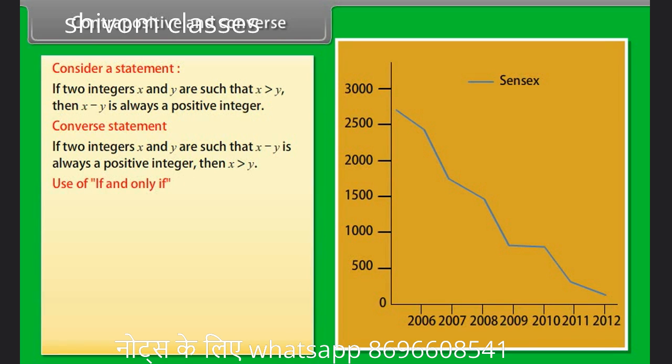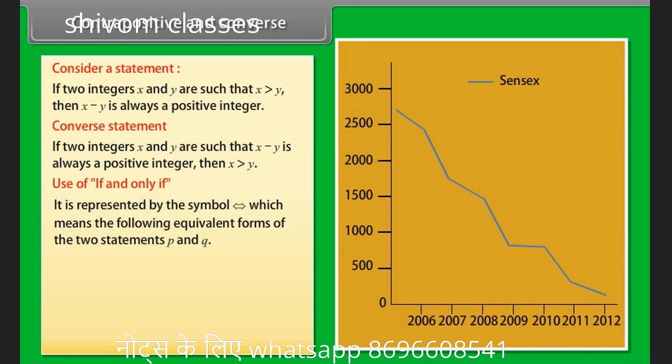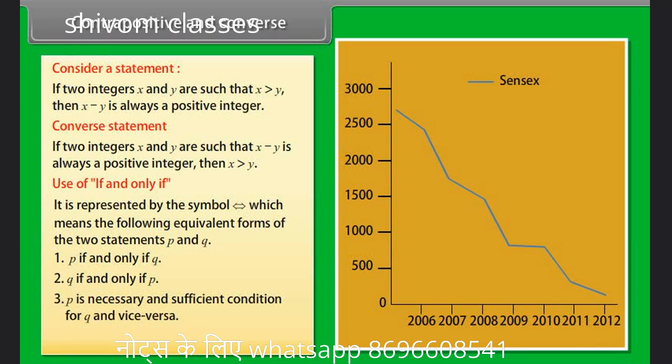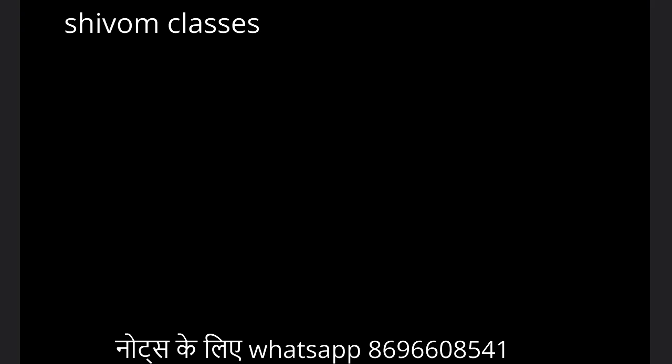Use of if and only if. It is represented by the symbol "if and only if", which means the following equivalent forms of the two statements P and Q. P if and only if Q. Q if and only if P. P is a necessary and sufficient condition for Q and vice versa. P if and only if Q.